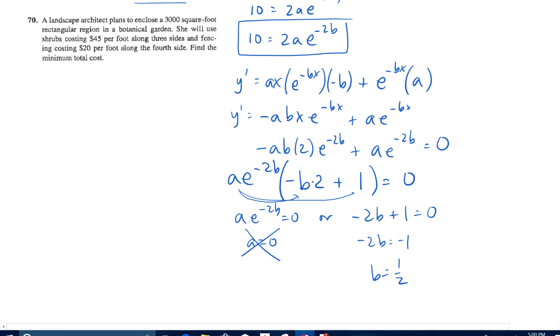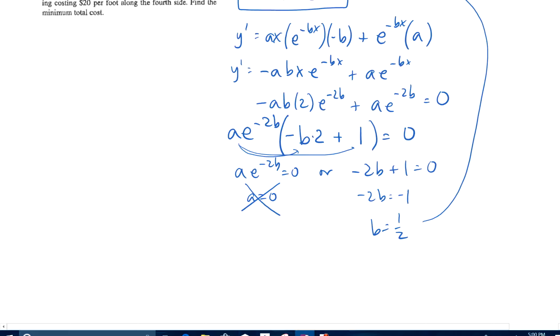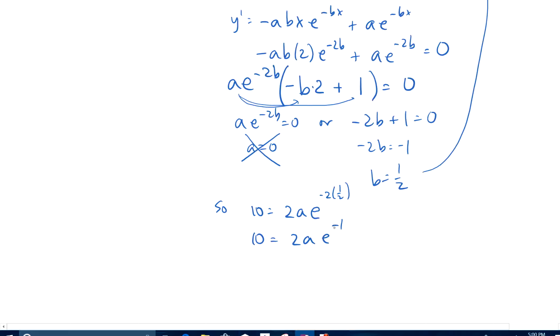So b would be 1/2. Okay, that's good. And then I plug that into the equation up here to solve for a. So 10 equals 2a e to the negative 2 times 1/2. So 10 equals 2a e to the negative 1. So that's over e, right? So that tells me that a equals 10e divided by 2, which is 5e.